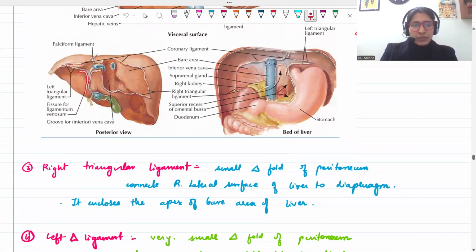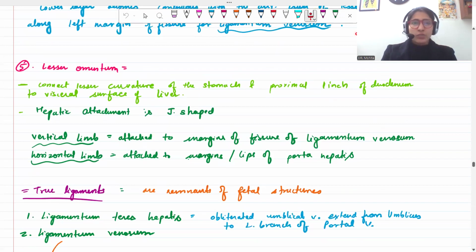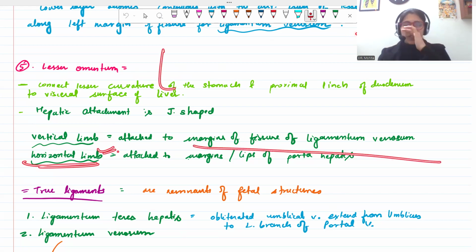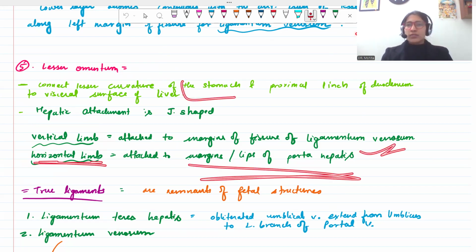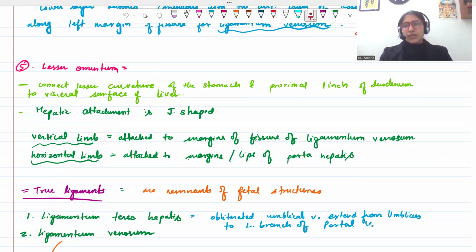On this side, it becomes continuous with anterior layer of lesser omentum also. Do you remember J shape, this J shape, जहाँ से lesser omentum attach हो रहा है. So here is lesser omentum. You can see इसकी एक vertical limb है और एक horizontal limb. The vertical limb attaches to the margin of fissure for ligamentum venosum, and horizontal limb attaches to the margin or lips of porta hepatis. If this is good, let's move forward.